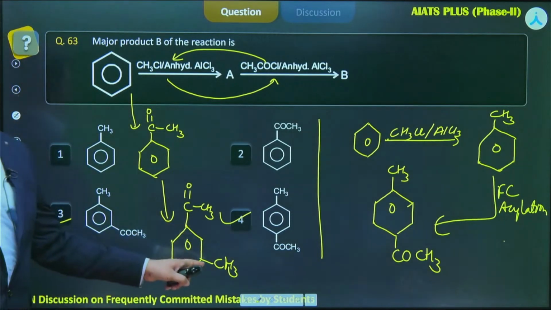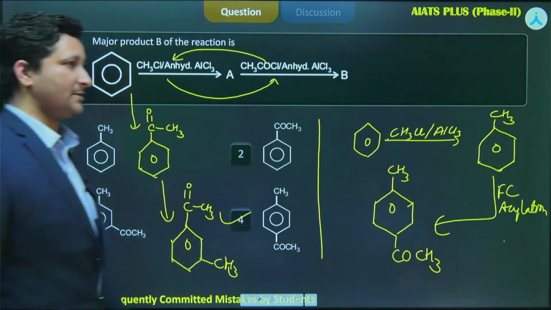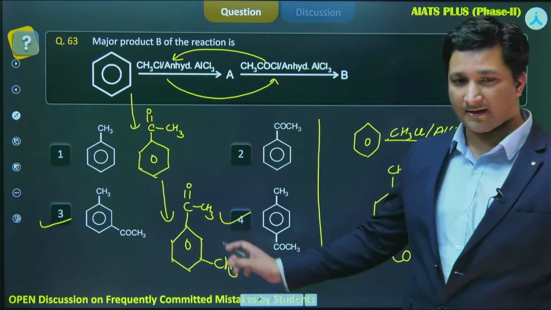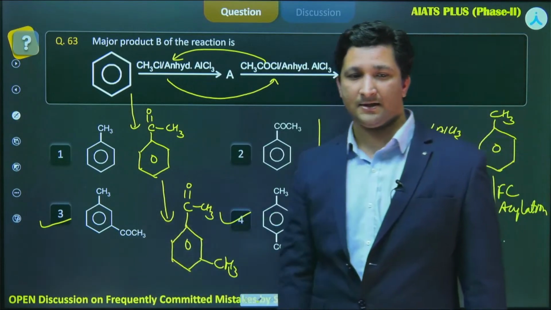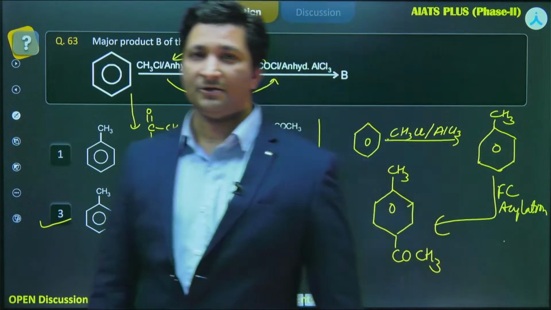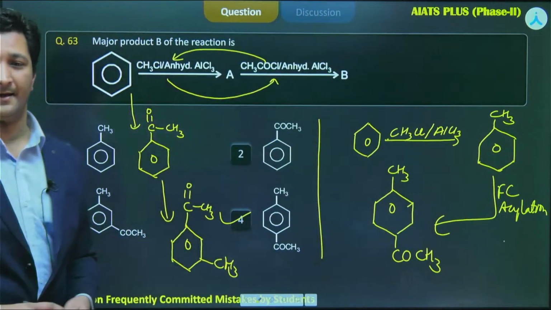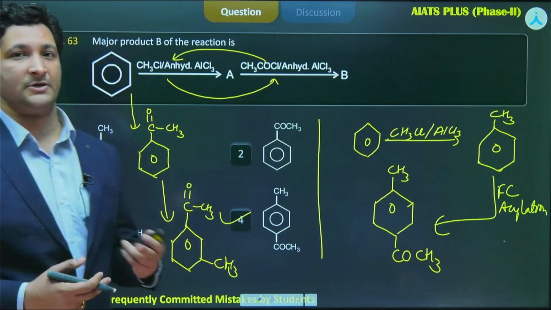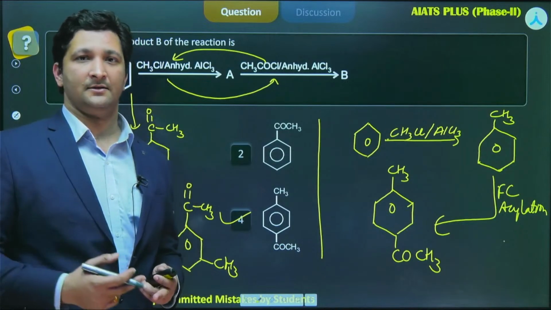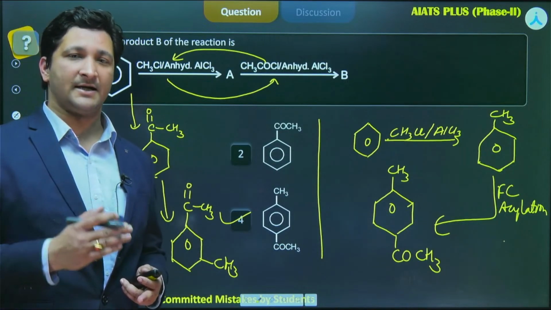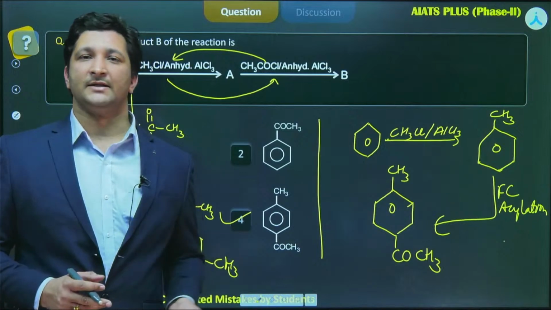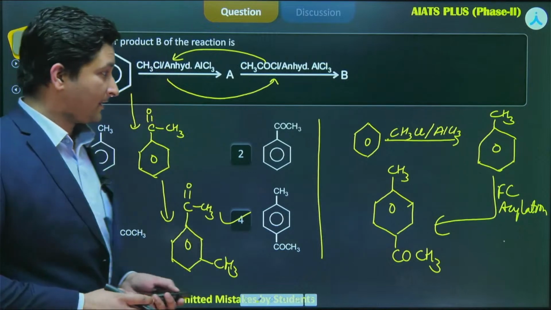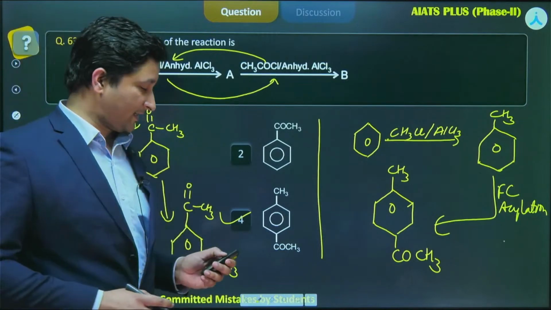See, both are on the meta position, the 1,3 position. Don't get confused that, sir, you have written CH3 here and COCH3 here, because if you look at the IUPAC nomenclature, you'll find that both are the same. So this is how we deal with such questions. If subsequent electrophilic reactions are there, then you have to find out whether the group attached to the benzene ring is ortho-para directing or meta directing. Is this clear to all of you? So now let's move on to the next question.